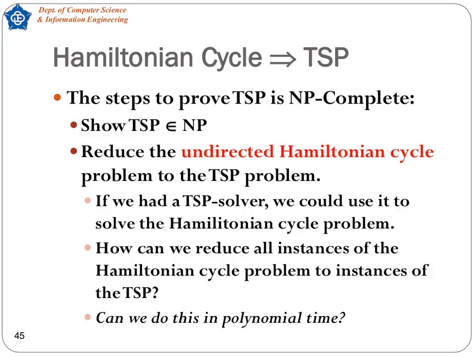In other words, if we had a TSP solver in hand, we could feed it these transformed instances and thereby solve Hamiltonian cycle as well. The final piece is to show how to carry out this transformation for every possible input and to ensure that it, too, runs in polynomial time. Next, we'll dive into the specifics of how that reduction is carried out.